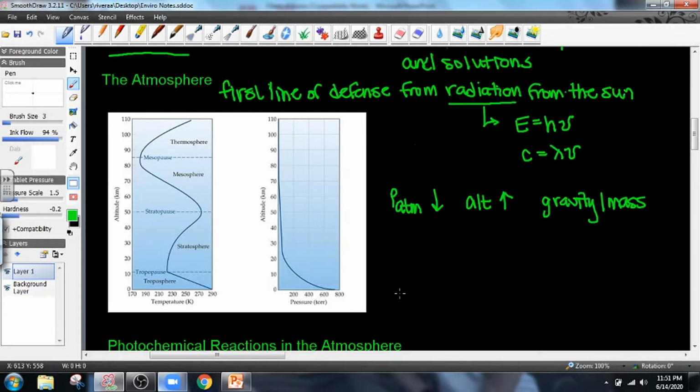And let's talk composition of gases here for a second. When we talk about how quickly we lose pressure in the atmosphere as we go up, that's because 99.9% of all gas mass exists in the troposphere and the stratosphere.